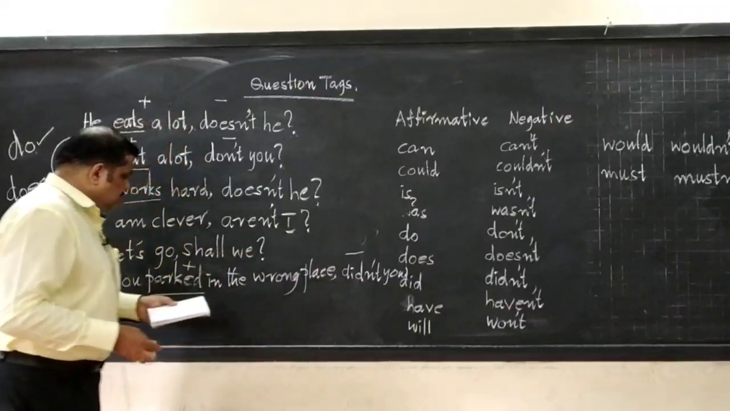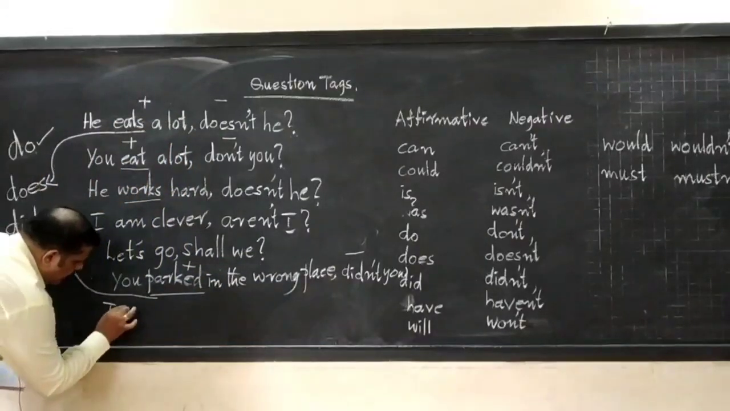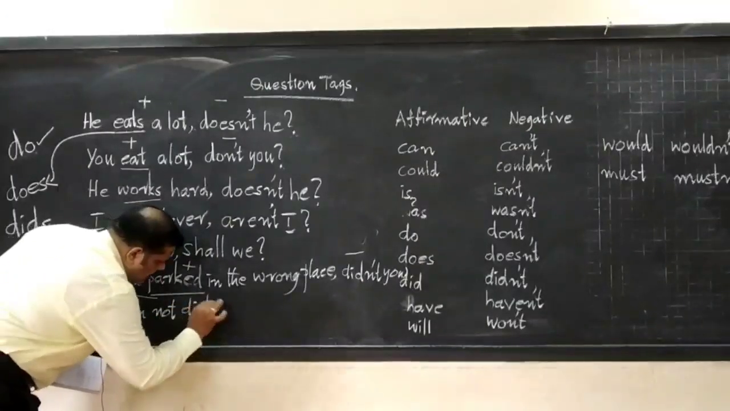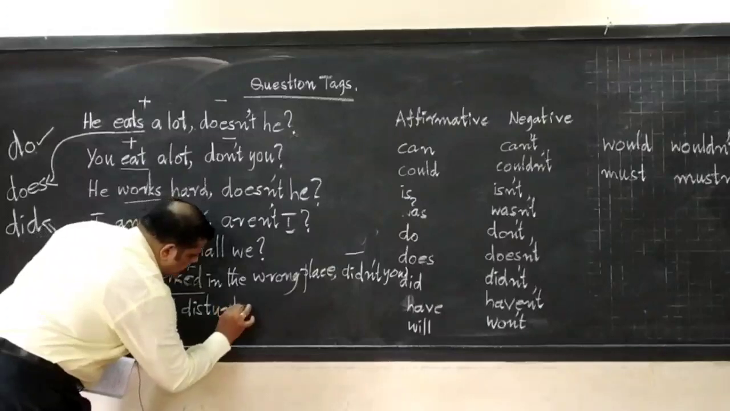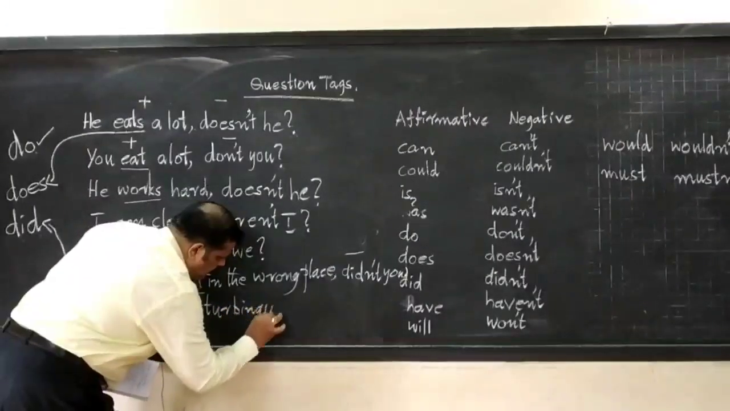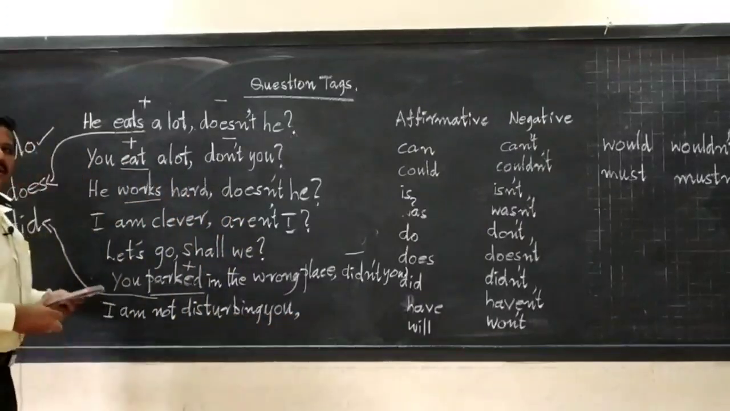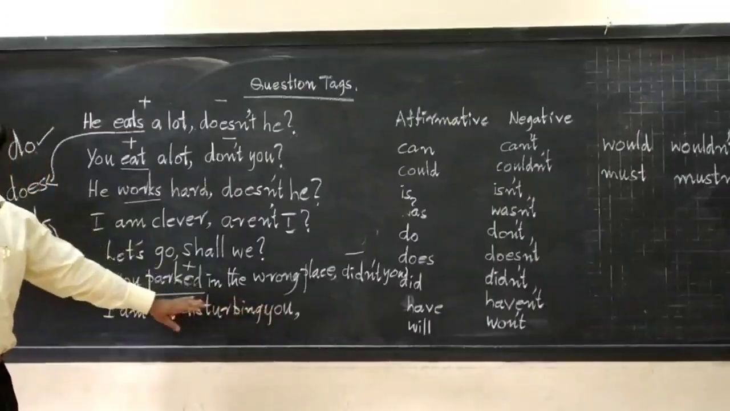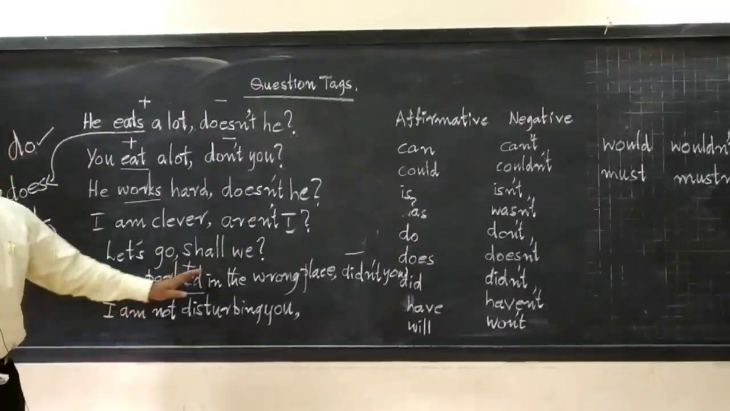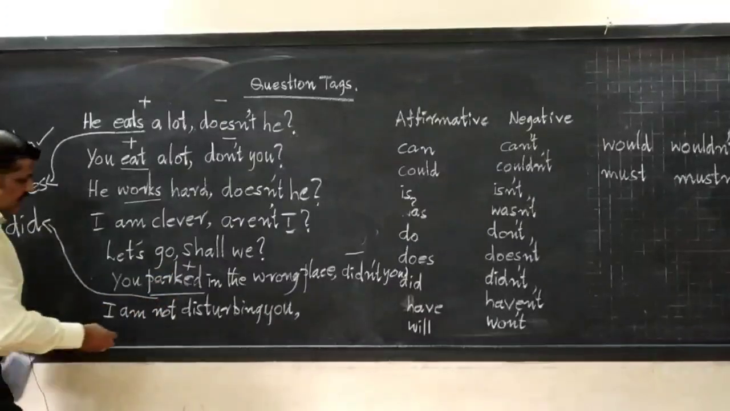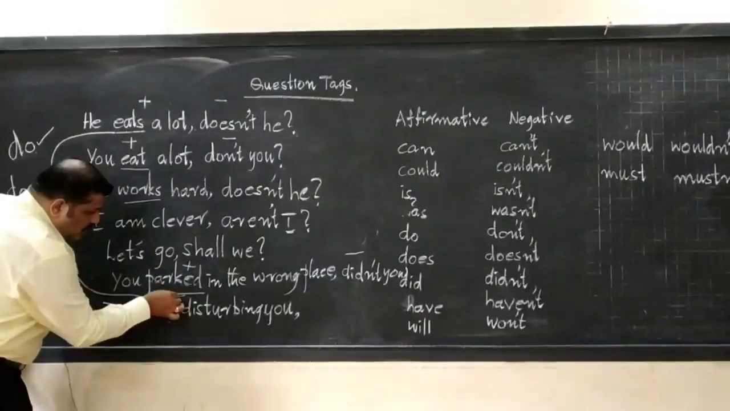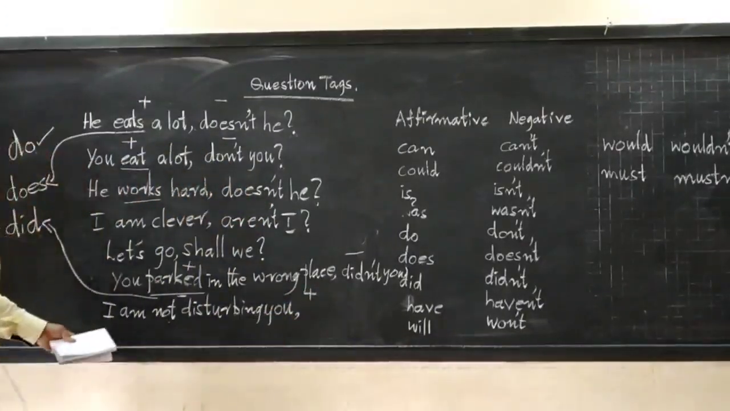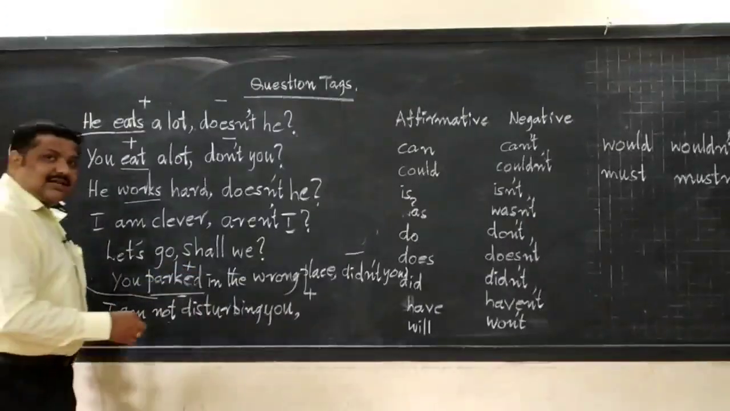If there is one more sentence, see, I am not disturbing you. Very clear, very easy. I am not disturbing you. See, this is also a tricky one. I am not disturbing you. It is a negative statement actually because not is there. So it is negative. So the tag should be positive. I am not disturbing you. What is the answer?